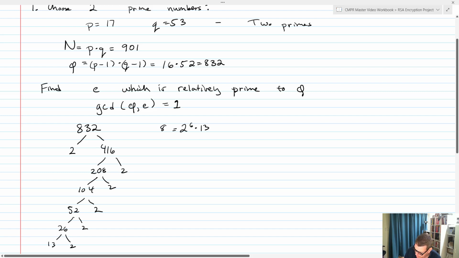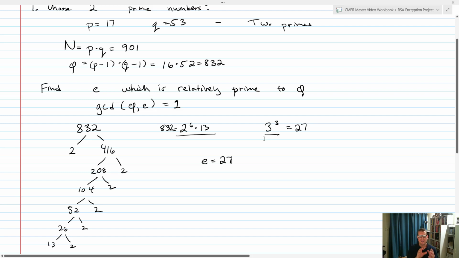So that's 832. To be relatively prime with phi, which is 832, I just need to pick a number that doesn't share any factors with 832. So I'm going to select 3 cubed, which equals 27. Since 3 cubed and 832, which is 2 to the 6th times 13, don't share any factors, the two of them are going to end up being relatively prime. So E in this case is going to equal 27.